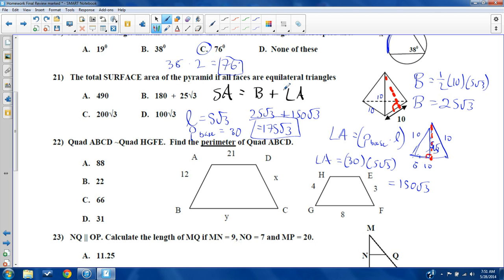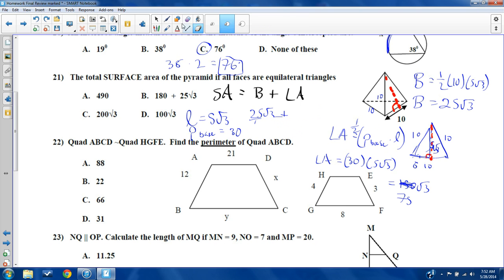I'm not seeing that answer here. I must have got this problem wrong, because this doesn't have a none of these. Hang on a sec. Okay, I know what I did wrong. It's not perimeter of the base, it's half perimeter of the base times slant height. See, that's what you do when you're trying to memorize something. So let's take half of 150√3. That's 75√3.